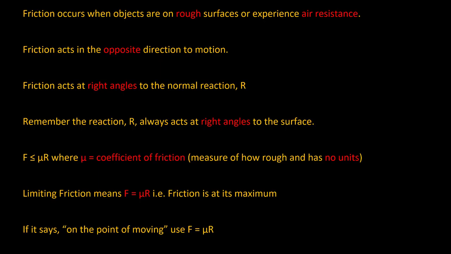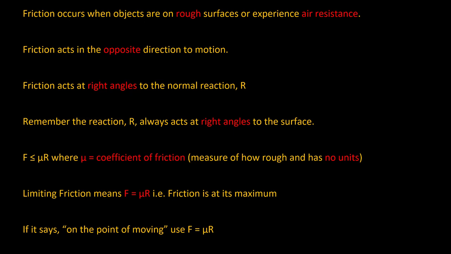Here are the key facts that you need to know about friction. Friction occurs when objects are on rough surfaces or experience air resistance. Friction acts in the opposite direction to motion. Friction acts at right angles to the normal reaction R. And remember, the reaction R always acts at right angles to the surface.